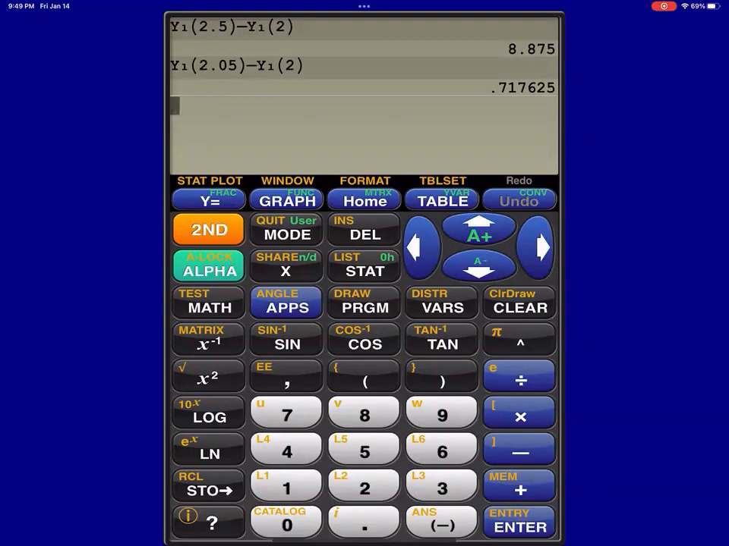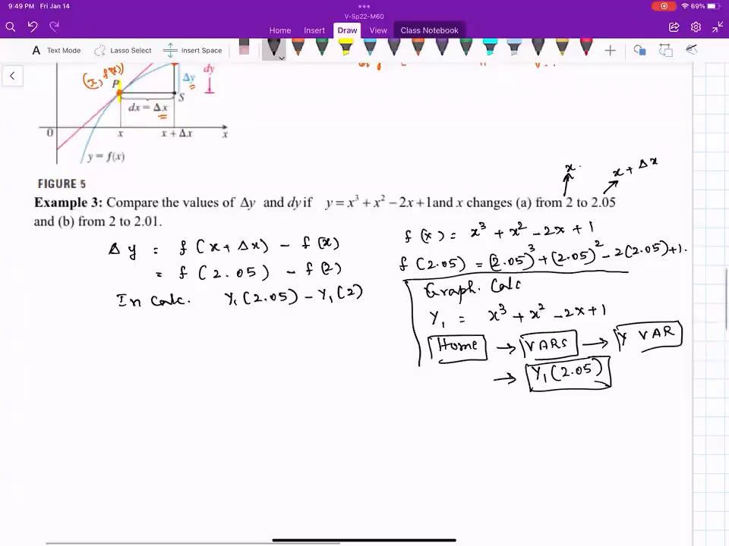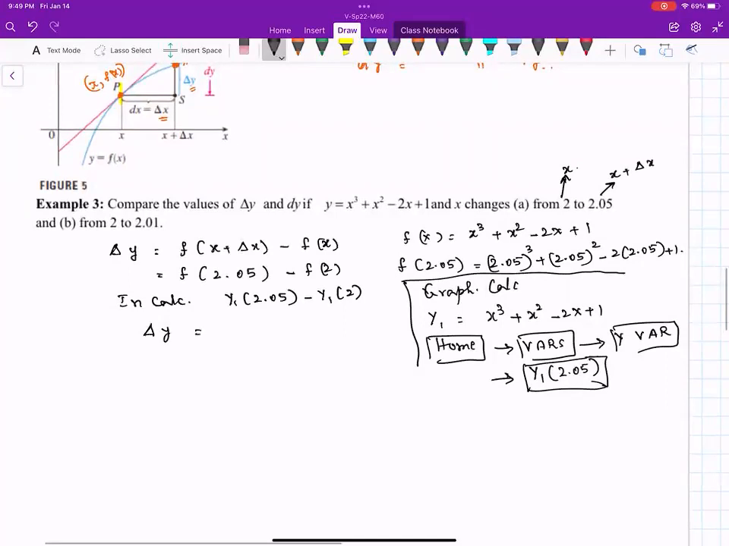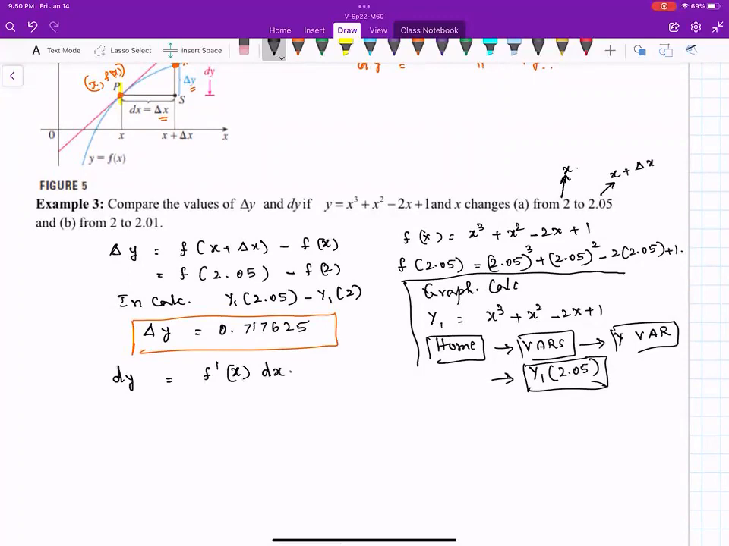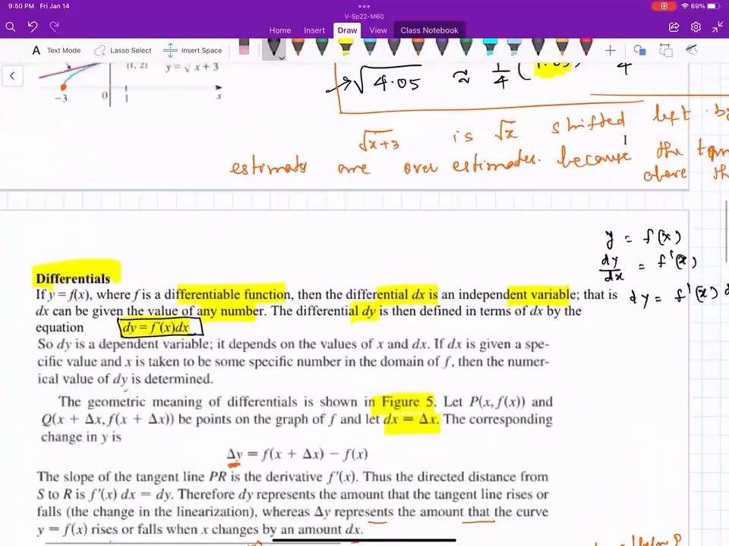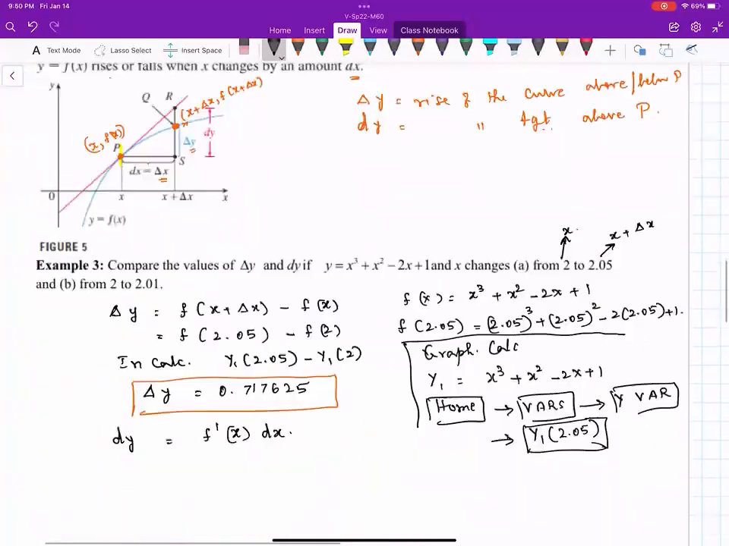That is the one I'm going to use. So delta y that I computed from the calculator is 0.717625. Right, so this is one part. Now you have to do dy. Dy by definition is f prime x dx. This is a differential. So we said that dy is f prime x dx.